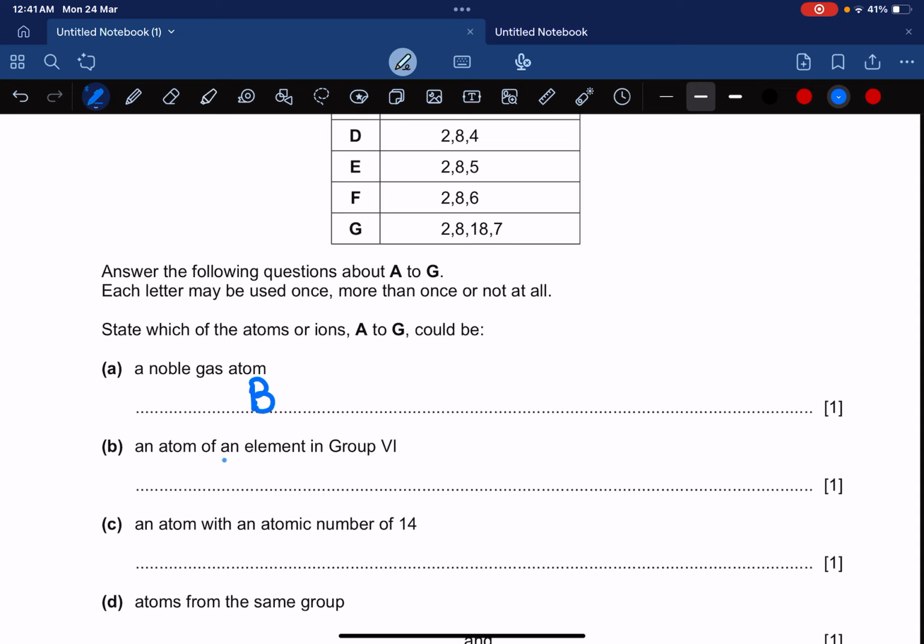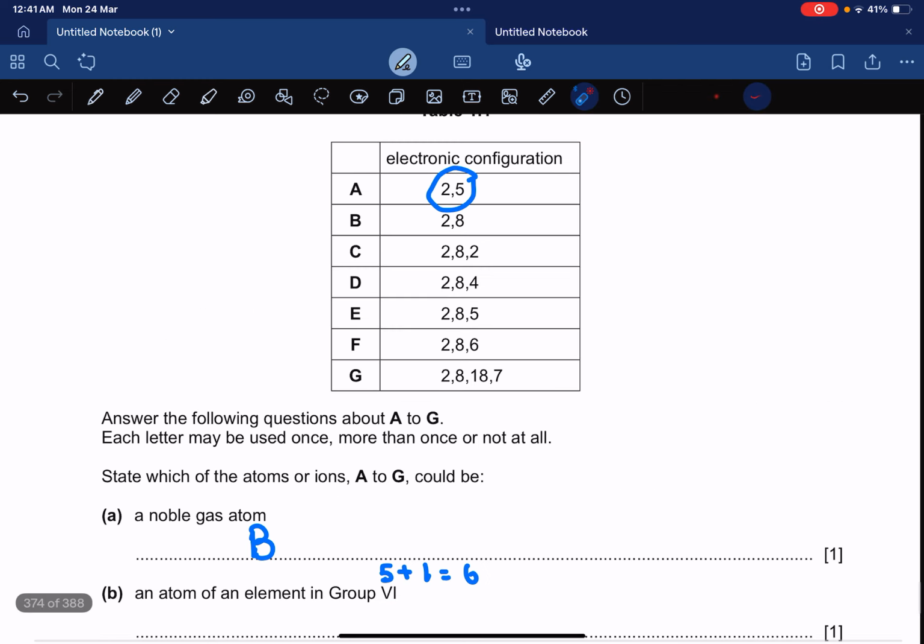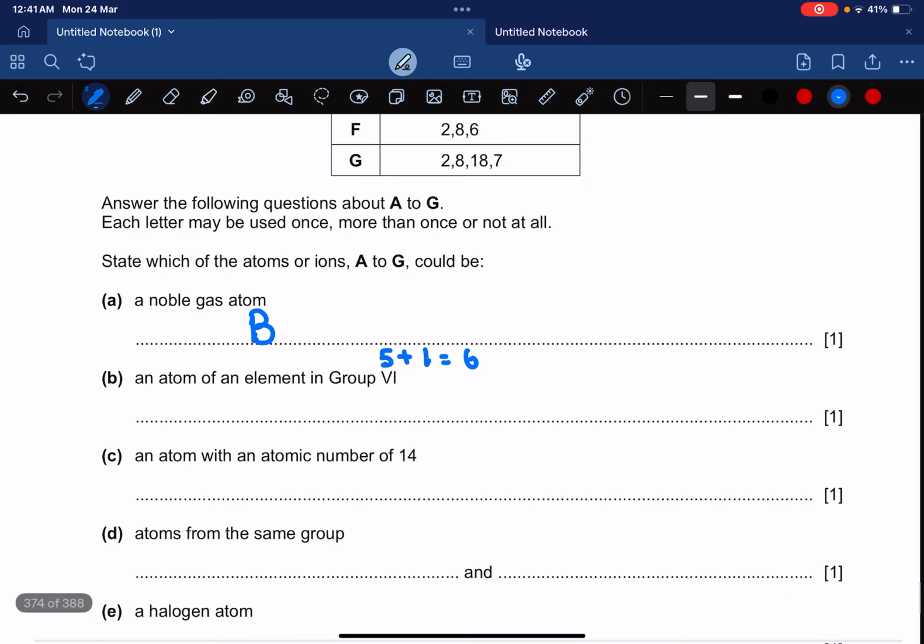Okay, an atom of an element in group 6 of the periodic table. Okay, when we're talking about group 6 of the periodic table, we should know that group 6 means that the last shell should have 6 electrons, and only this F has 6 electrons in its last shell, so it has to be F.